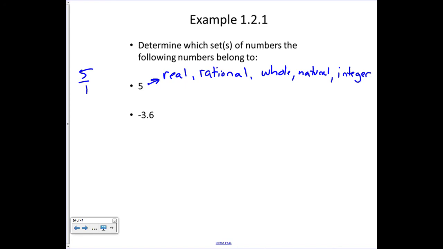Now, negative 3.6 is a little different. It's still a real number. These are all real numbers. It's not a whole number or a natural number or an integer because it's a decimal. But because it's a terminating decimal, it ends, then it's a rational number. We could rewrite this as a fraction of two integers, negative 36 over 10. And so it's rational.